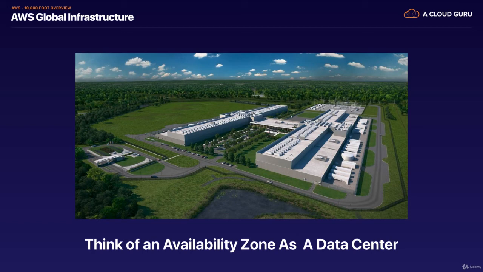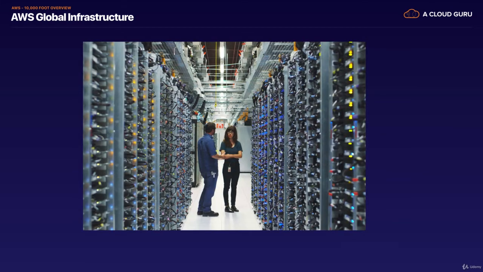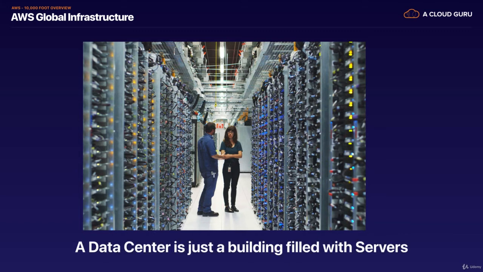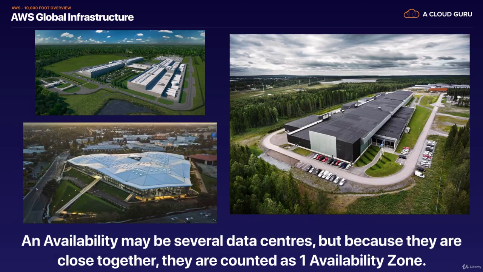And an availability zone is essentially just a data center. That's what I want you to think of an availability zone as. So an availability zone is a facility somewhere out in the country, or it could be in the city, and inside that facility is a whole bunch of computer stuff. So servers, we've got SANs, we've got switches, we've got firewalls, we've got load balancers, we've got storage. Basically anything to do with cloud sits inside our data centers. So a data center is just a building filled with servers, and an availability zone is essentially a data center.